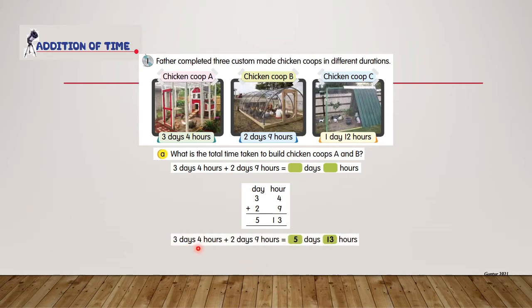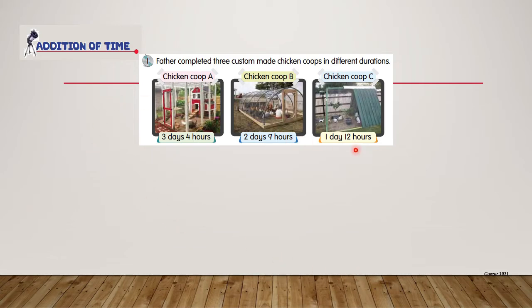The answer is 3 days 4 hours add with 2 days 9 hours equals 5 days 13 hours. The conclusion is the total time taken to build chicken coops A and B is 5 days 13 hours. Okay, we go to the next page.